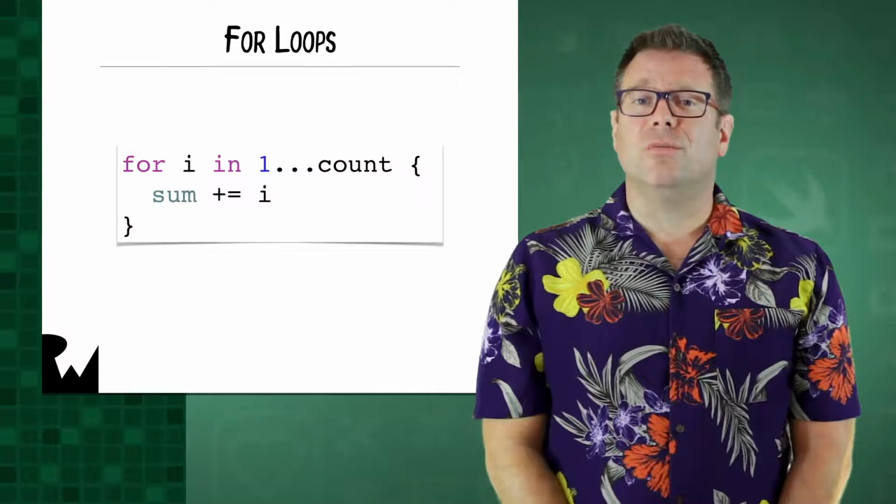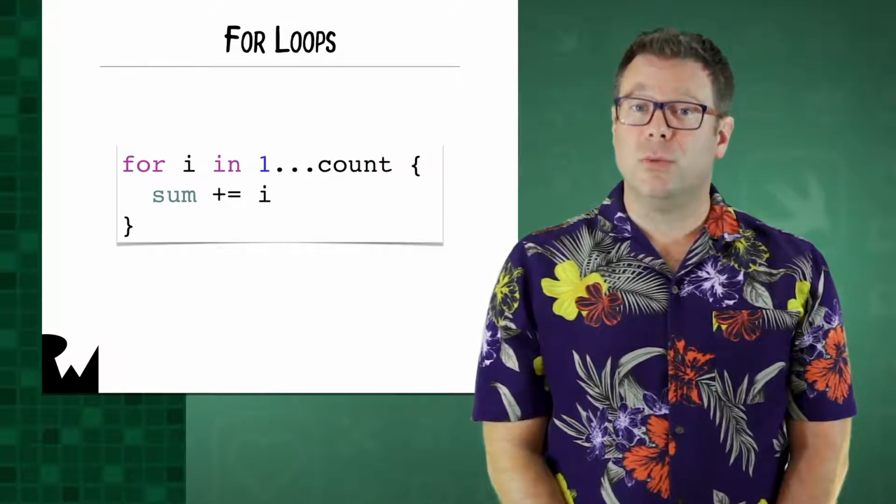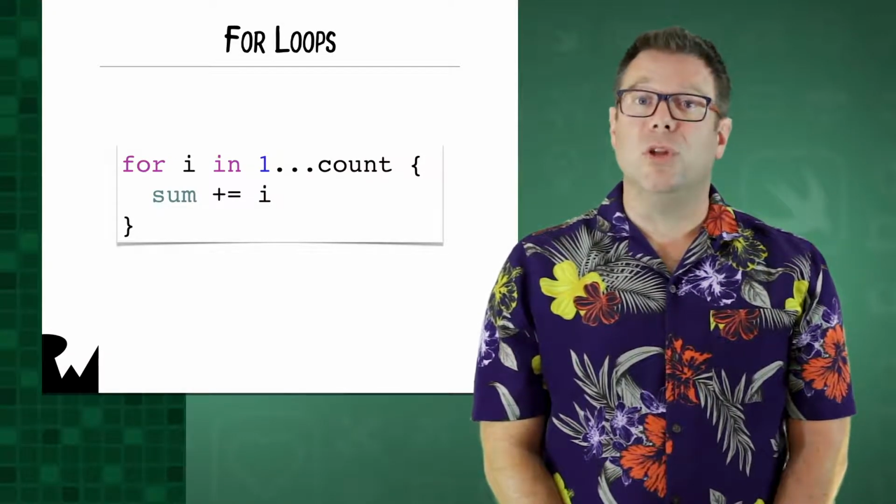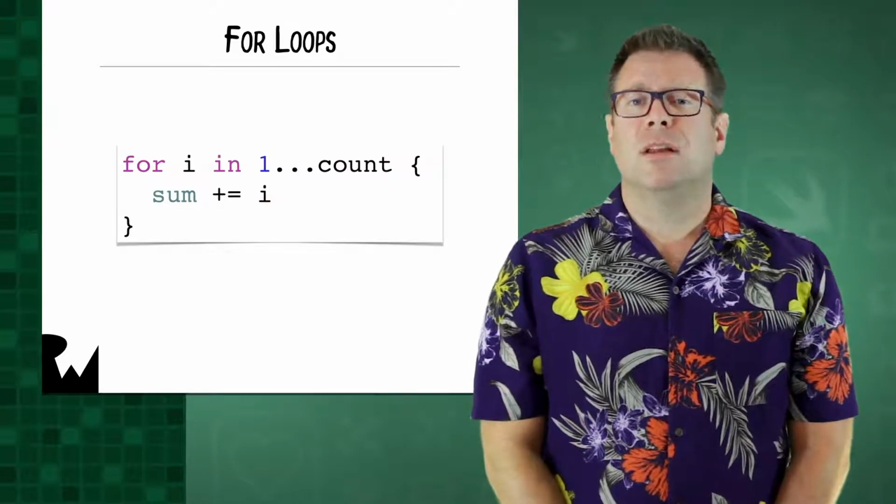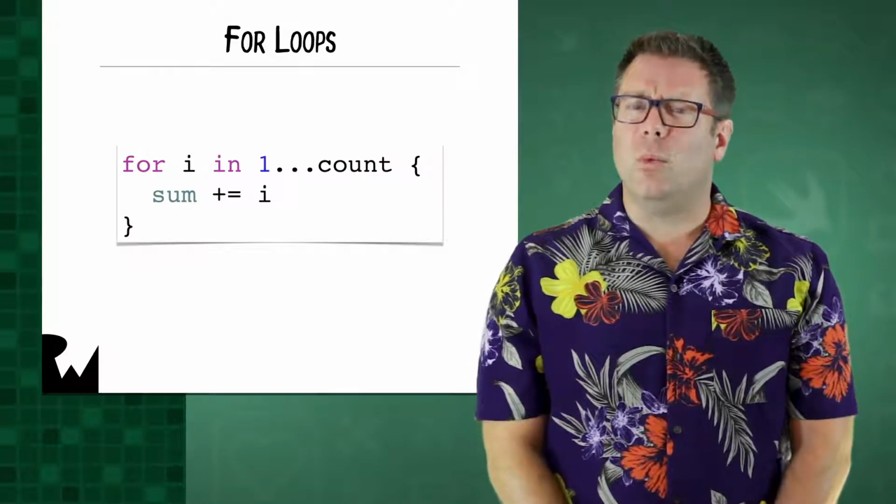Now, so far, you've learned how to control the flow of execution in your apps using the decision-making powers of if statements and the while loop. Now, in this video, you'll continue learning about flow control in Swift using another loop known as the for loop. Now, a for loop is a little different than a while loop.